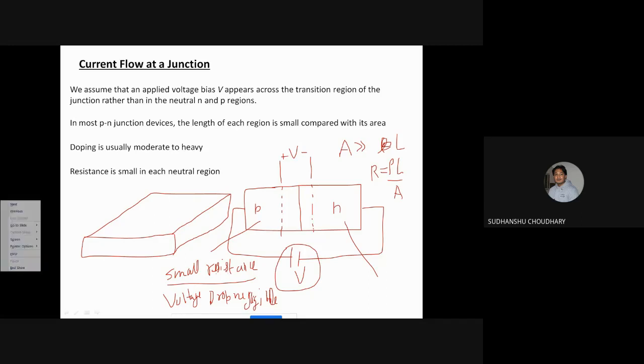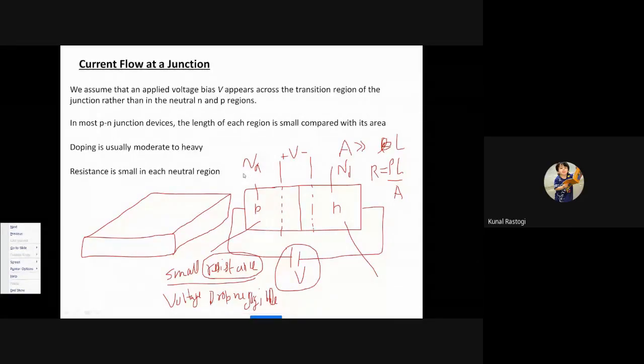Now, the resistance of the two regions also depends upon the doping concentration. And we understand why we dope a semiconductor. Let me ask a question: why do we dope a semiconductor? To increase conductivity. Correct. So we want to make it conductive, otherwise it is intrinsic, right?